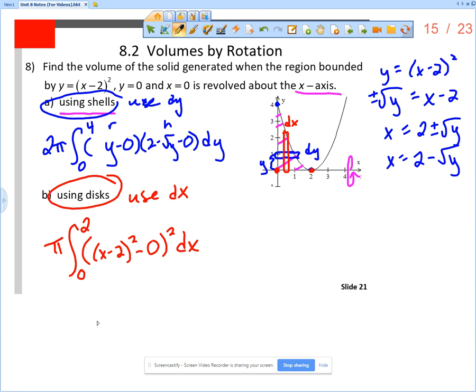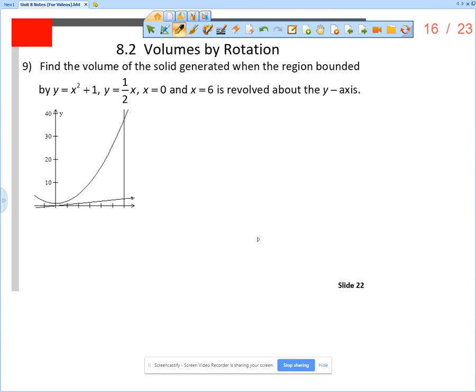So let's go on to slide 22. Find the volume of the solid generated when the region bounded by y equals x squared plus 1, y equals 1/2 x, x equals 0, x equals 6 is revolved about the y-axis. You should be able to draw this graph. y equals x squared plus 1 is a basic parabola shifted up 1. y equals 1/2 x is a line with a slope of 1/2 and a y-intercept of 0. x equals 0 is a vertical line, and x equals 6 is a vertical line.